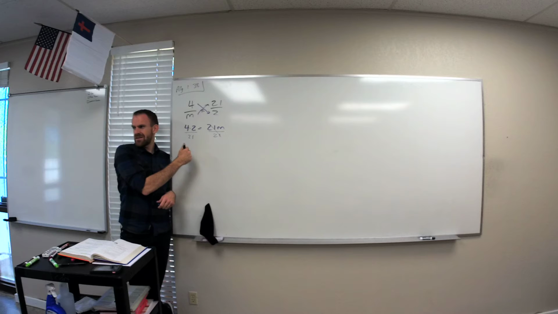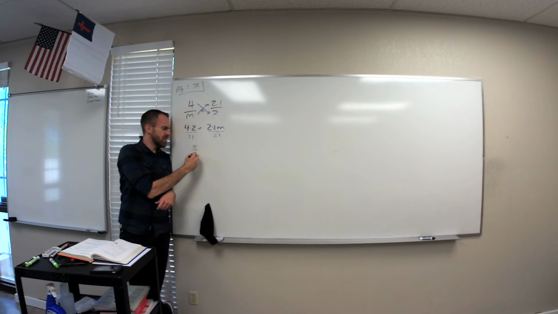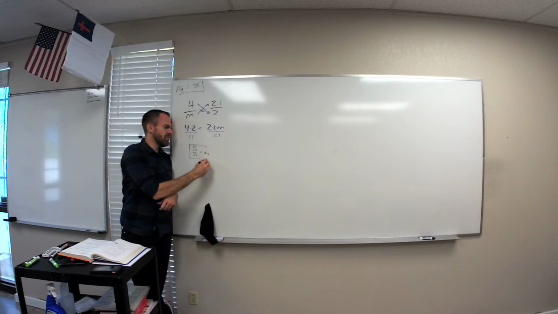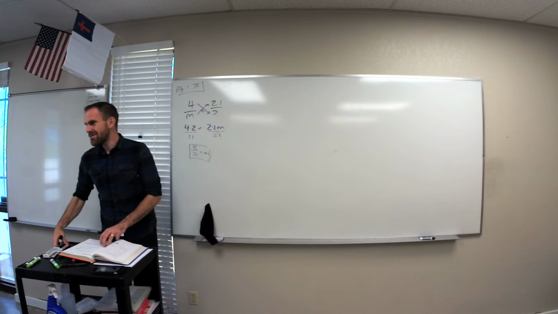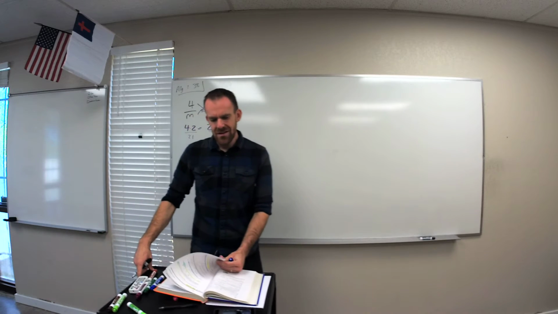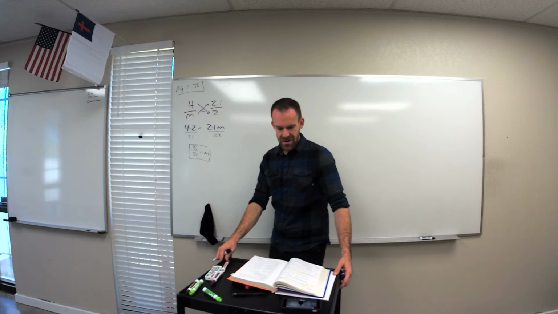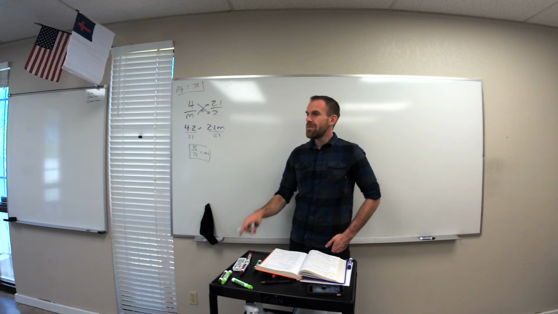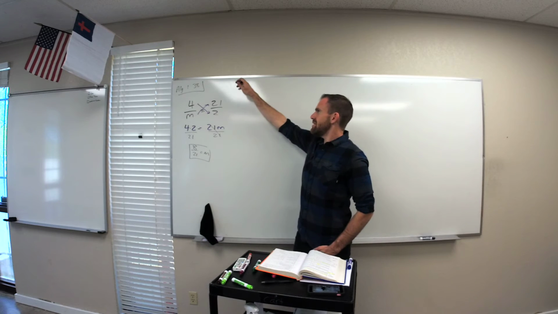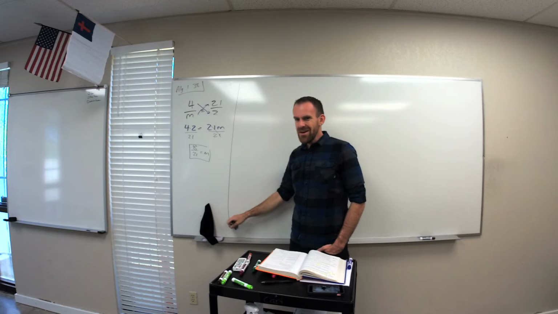4 times 2 is 8. 8 over 21 equals m. That was a math problem. Okay, now we are going to make this into a word problem.